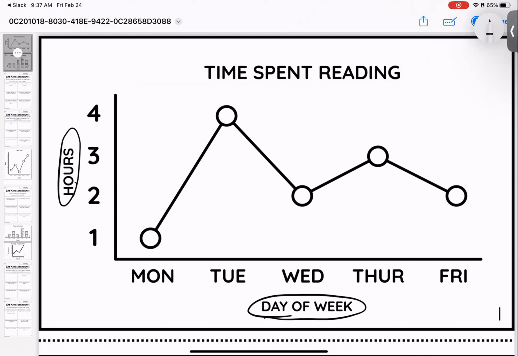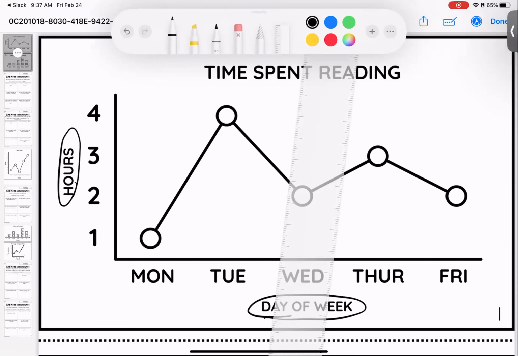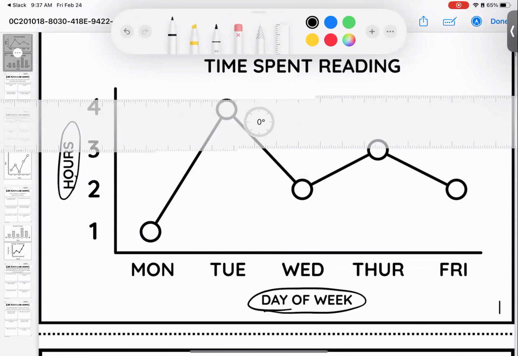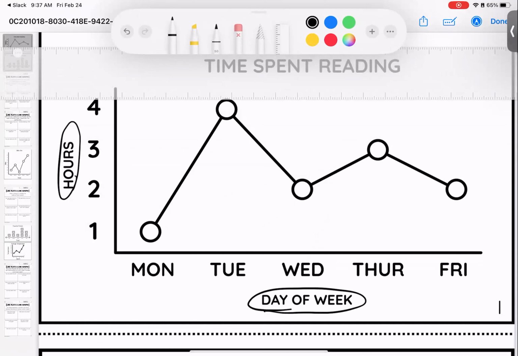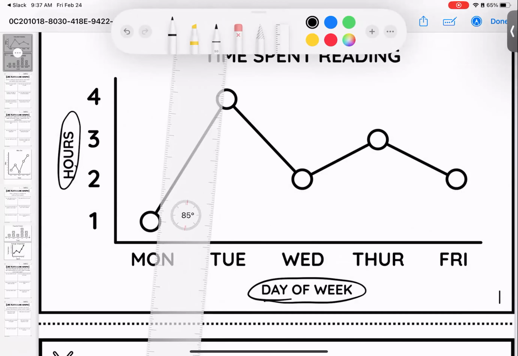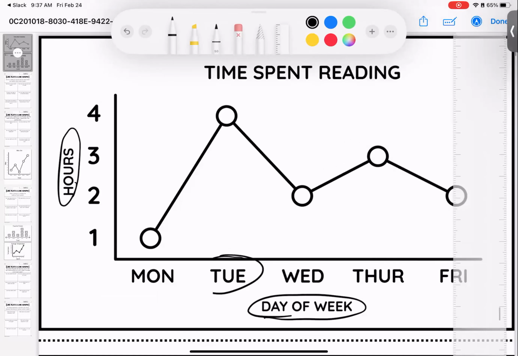So if we're looking specifically at this first one, I'm going to pull up my ruler so you can see it just a little bit better. But if we flip it, this one's the top, it's going to be about 4 hours. And then if we flip it this way so that we can see the day, it's going to be Tuesday. So on Tuesday, she read for 4 hours. That's going to be the longest.